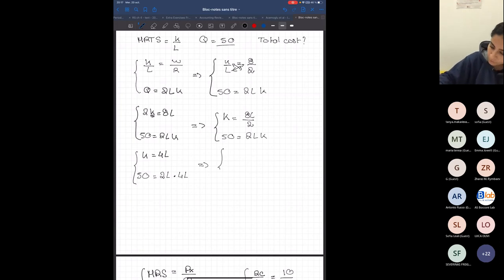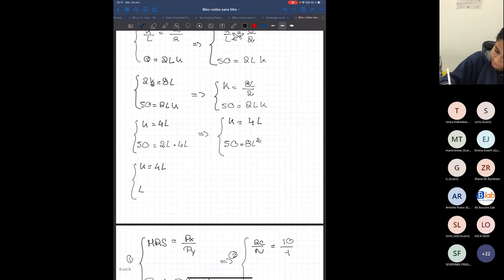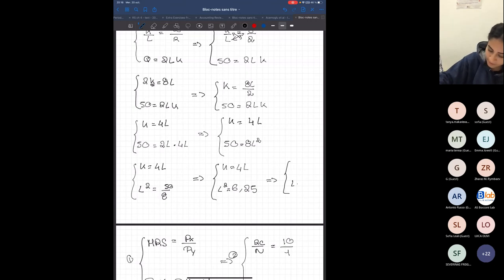All right. So we keep going, we keep the first equation the same, K is equal to 4L, because now we're working with the second one. And you get 50 is equal to 8L squared. So don't be scared by this, it will go very fast. So we get K is equal to 4L, and we're gonna get that L squared is gonna be equal to 50 over 8. From this, we get, this still doesn't change. And this, if the math is right, should be 6.25.